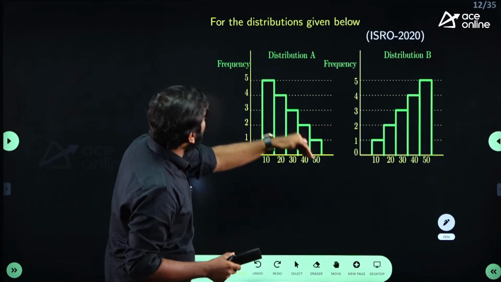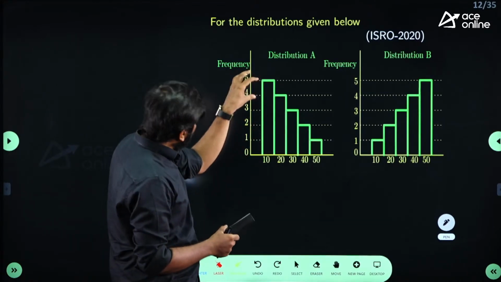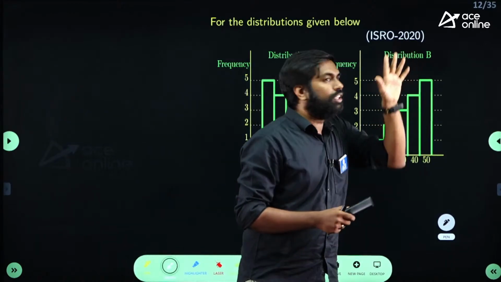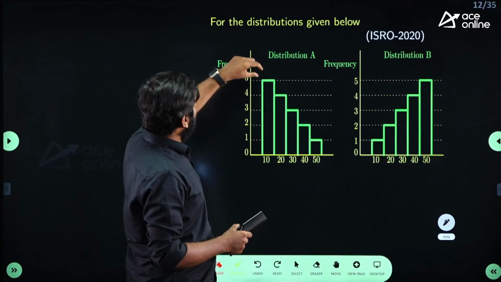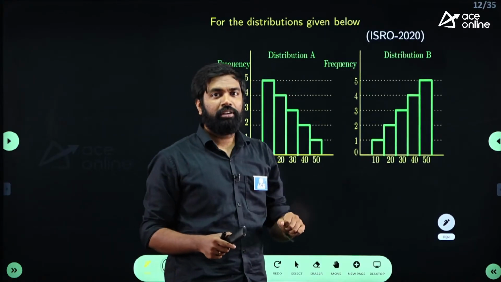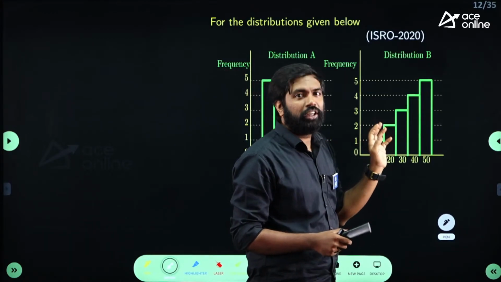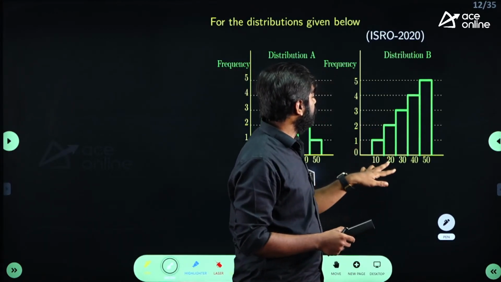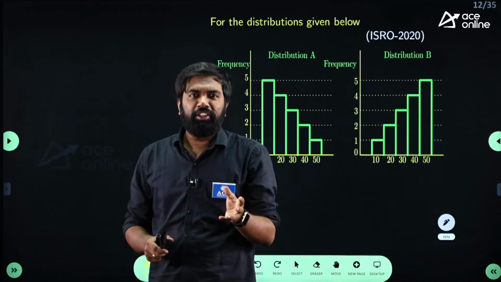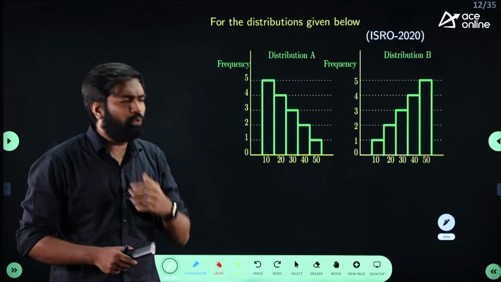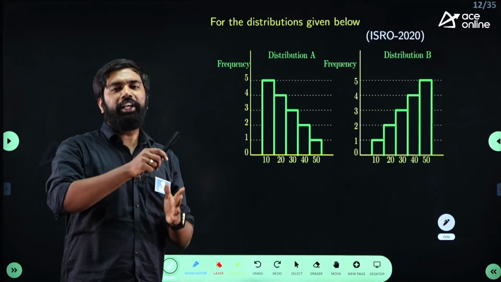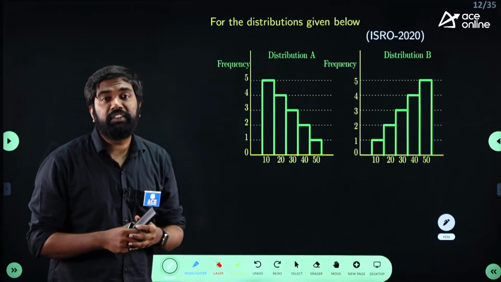Now look at the way the observations are. These are decreasing, that's fine. The way they are decreasing here, in the same way they are increasing there. Something like 10 is occurring 5 times, and for the next observation the frequency decreases by 1, 1, 1, 1, and so on. In the same way, the same pattern is also observed here: 10 is occurring once, 20 is occurring 2 times, and so on. So if you look, the variation is the same. So what I feel is the standard deviation of A and the standard deviation of B are exactly the same.